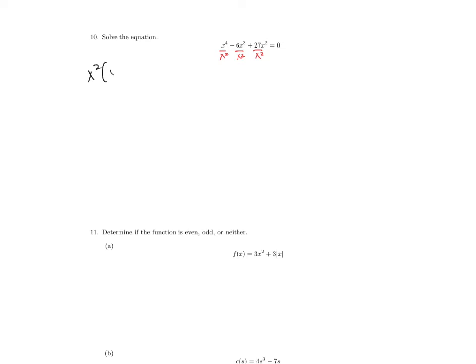So I'm going to have x squared minus 6x plus 27 equals 0. Okay, so now this is very similar to what we had earlier, except we had a minus 27 instead of a plus. So I'm going to factor what's in parentheses again. So I have x squared.